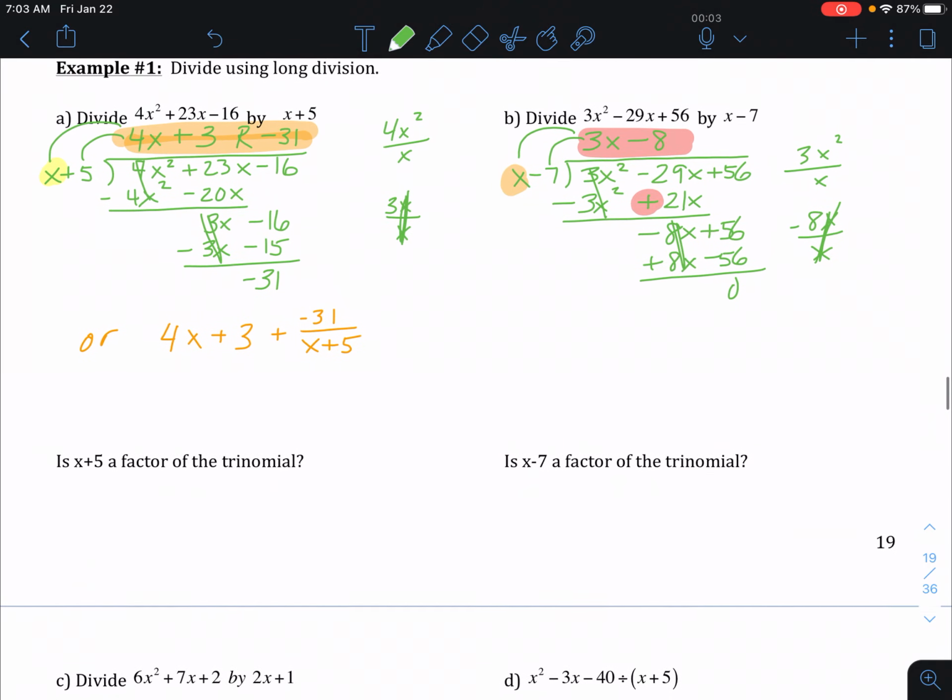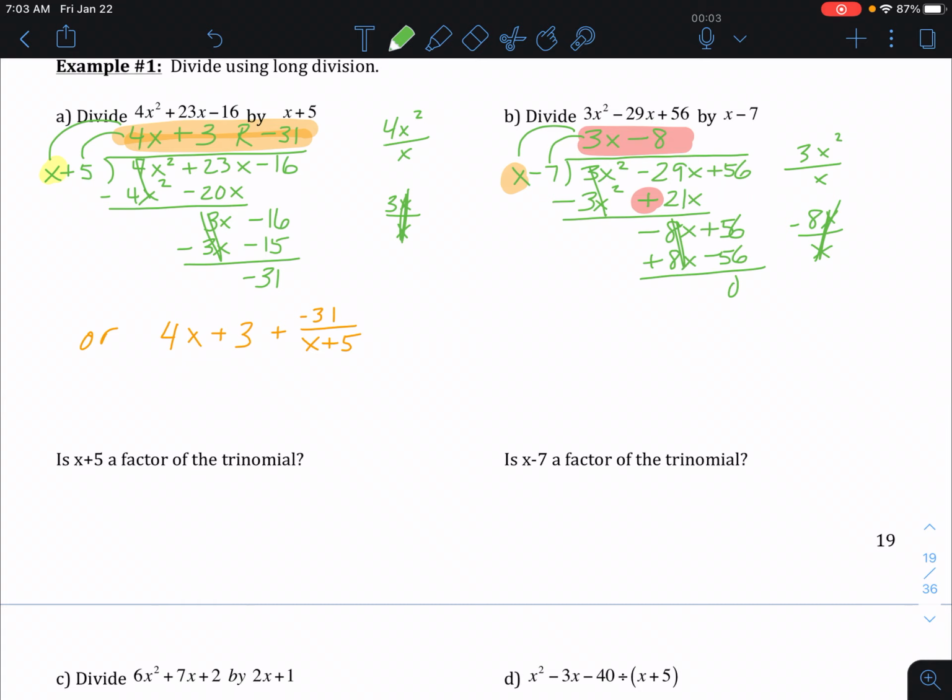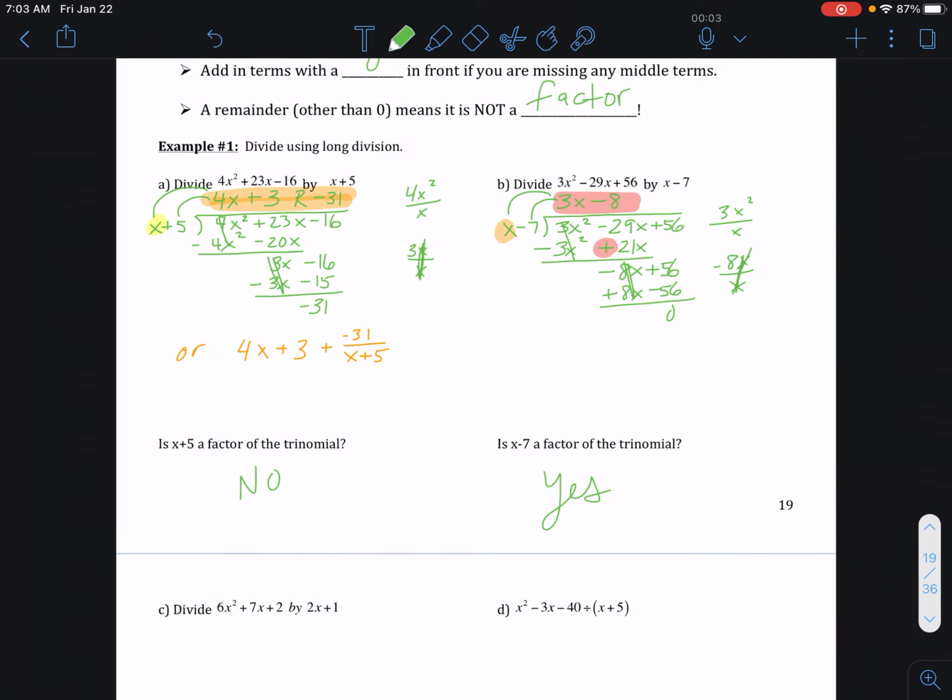Oh, there were some follow-up questions here. Going back to letter A, is x plus 5 a factor of the trinomial? We're going to say no, and the reason is because we had a remainder. For letter B, is x minus 7 a factor of the trinomial? We're going to say yes, because there was no remainder. Or you can say a remainder of 0. Technically, it's no remainder.